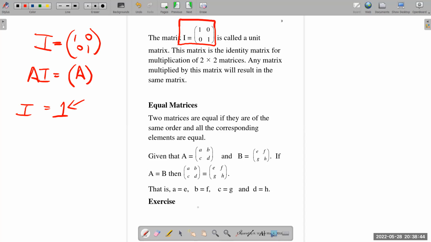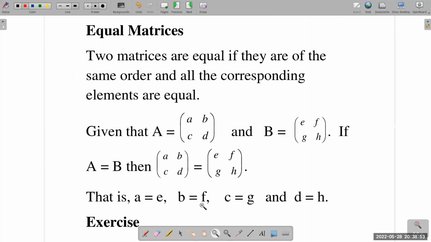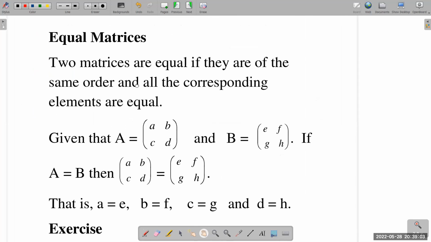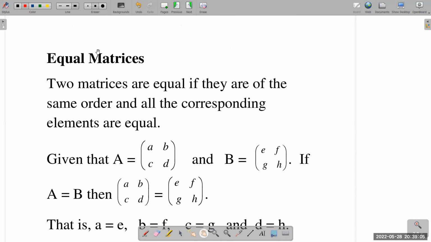Okay? Next, we have equal matrices. And so if we say A and B are equal, what does that mean? If we look closer, you realize that these elements must be the same. A must be equal to E, B must be equal to F, C must equal to G, D must equal to H. This is important because sometimes you are asked to prove or find missing elements from equal matrices.